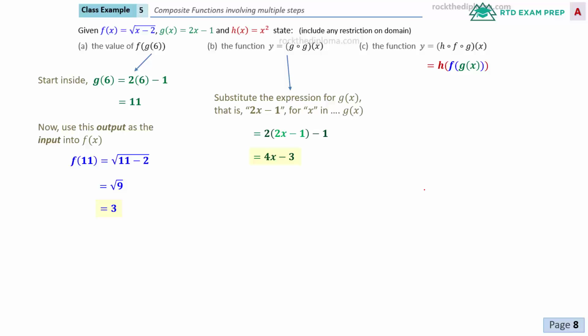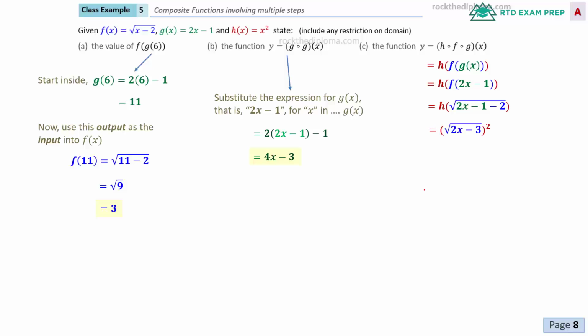H of f of g of x. Whew. All right, g of x is 2x minus 1. So that goes in the inside bracket. Now we want to know, what is f of 2x minus 1? Well, that means in the place of the x in root x minus 2, we would put the 2x minus 1. This radicand can simplify to 2x minus 3.